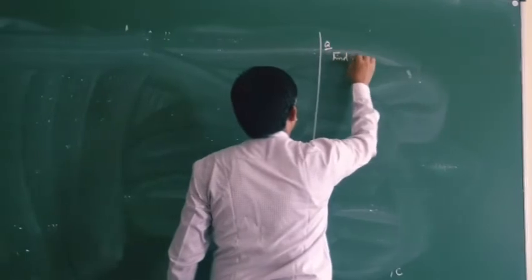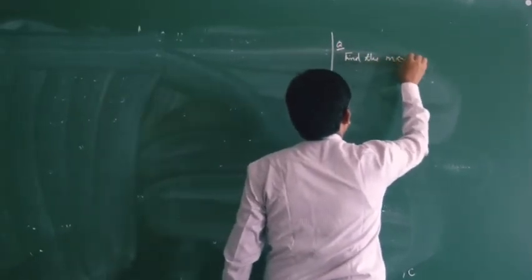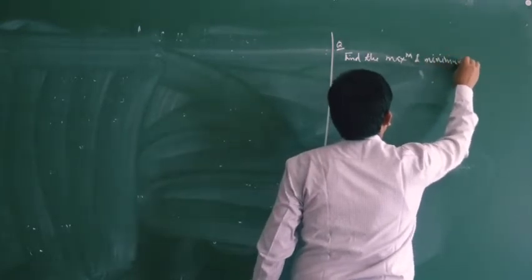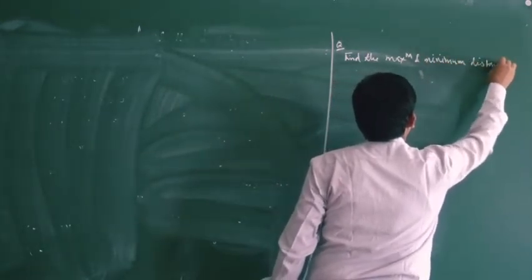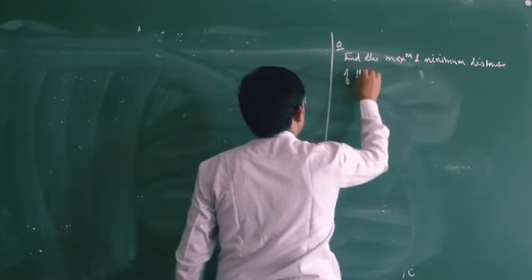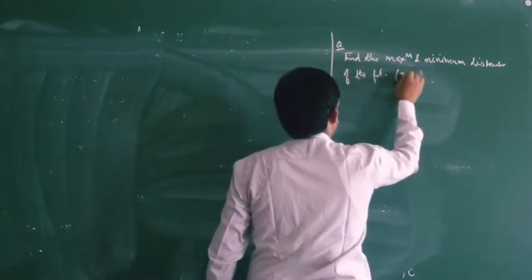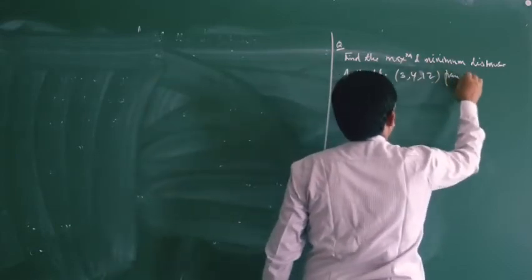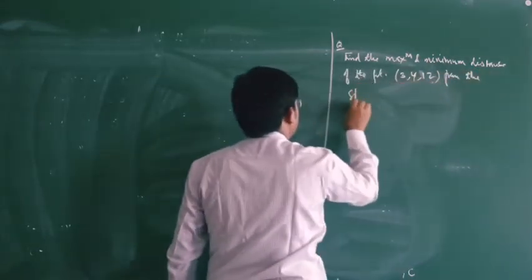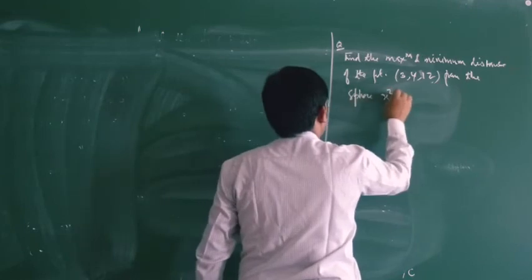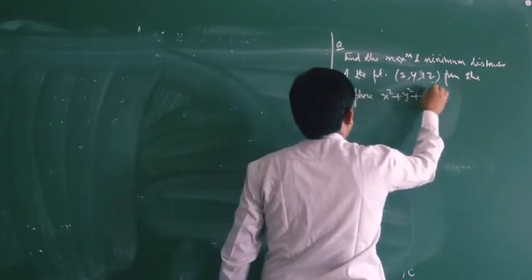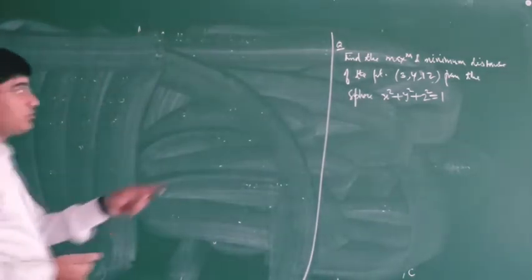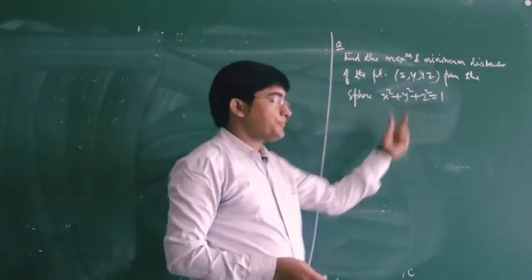Find the maximum and minimum distance of the point 3, 4, 12 from this sphere x square plus y square plus z square equal to 1. So let us find out the maximum or minimum distance of this point from this sphere.